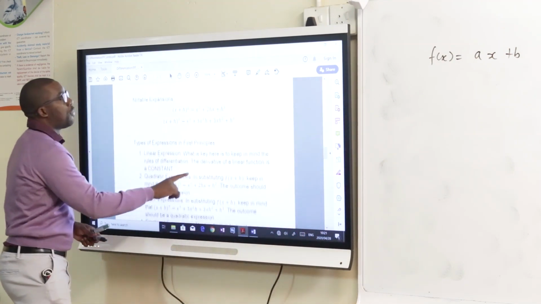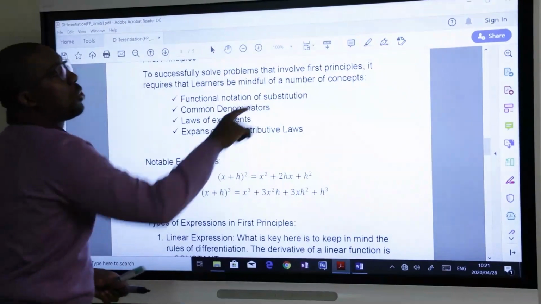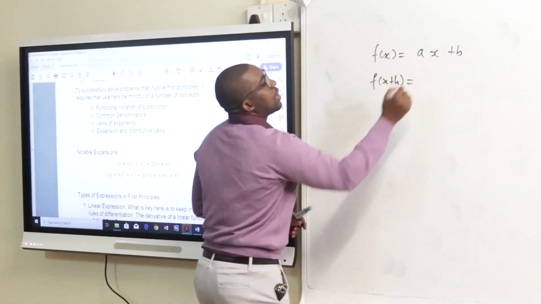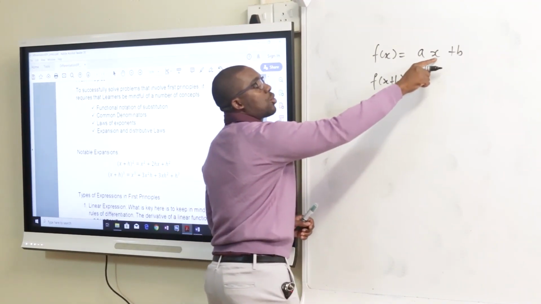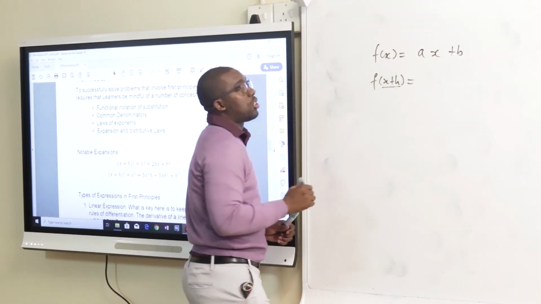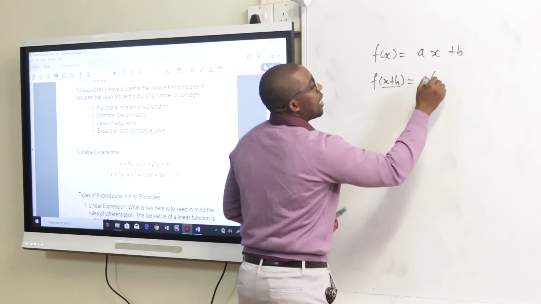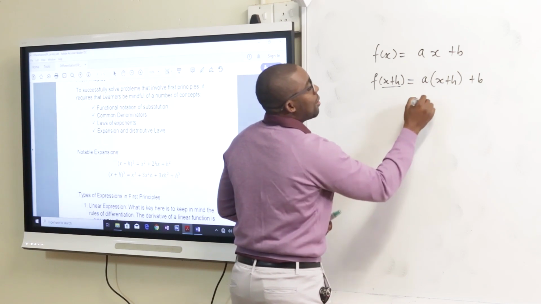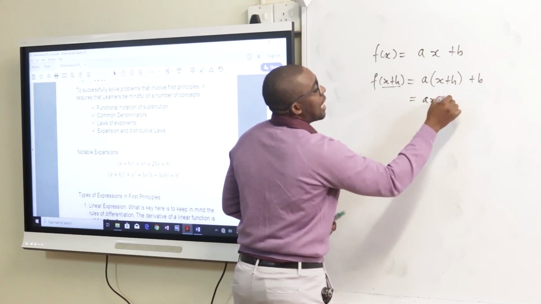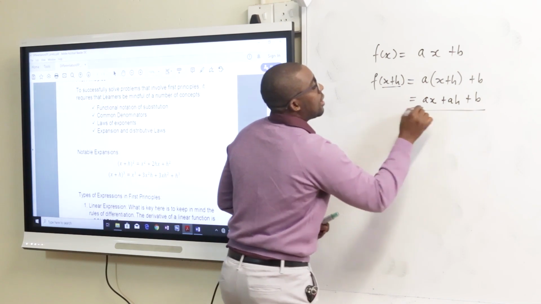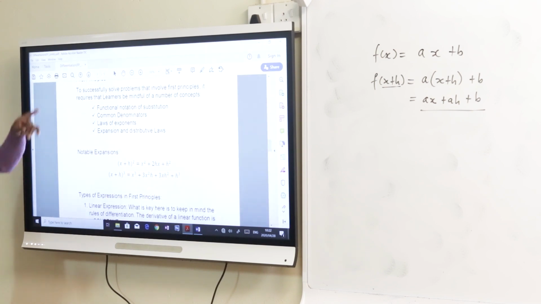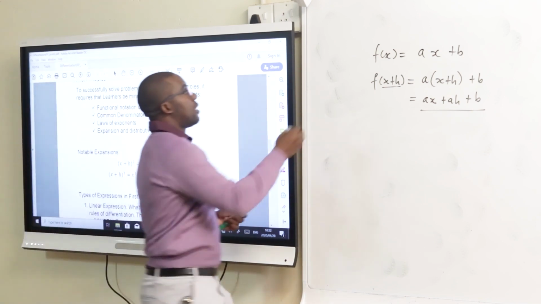When I spoke of functional notation, that means when we say f of x plus h, when there is an x, you remove it and substitute x plus h. That means it becomes a times x plus h, plus b. Therefore, this becomes ax plus ah plus b. This is what I meant when I referred to functional notation of substitution. So that is the one that is linear.